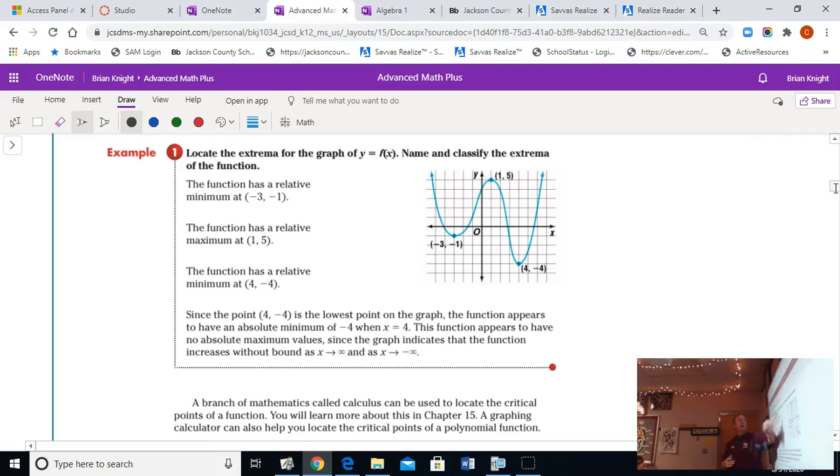Example 1. Real easy. Locate the extrema for the graph. Name and classify the extrema of the function. So name and classify just means, is it a relative maximum, relative minimum, absolute minimum, or point of inflection. Okay?